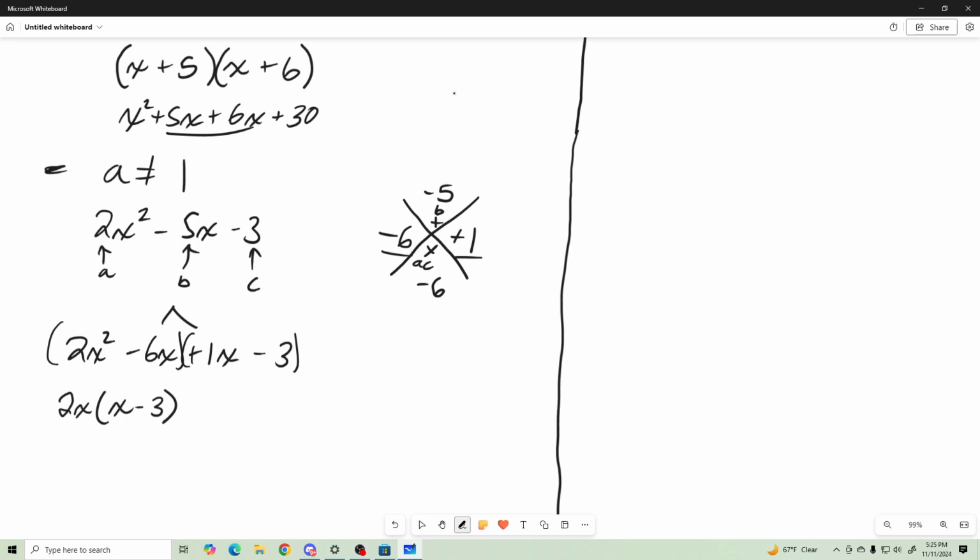And then on this side, well, it looks like we already have x minus 3, and there's not really anything we can pull out. So the most we're going to be able to pull out is just a positive 1, right? So you don't actually even have to write the plus sign. I was just doing that for an example.